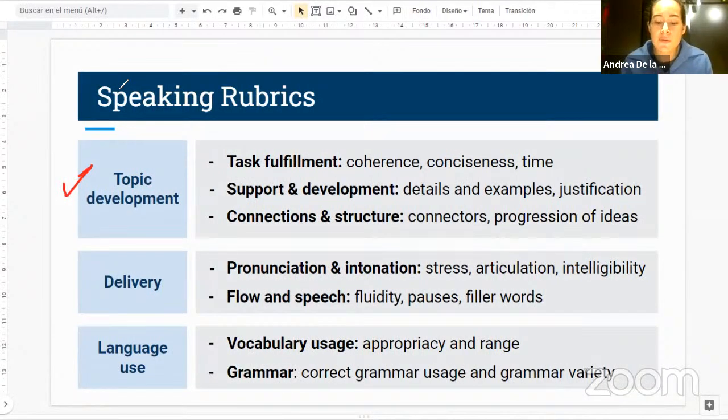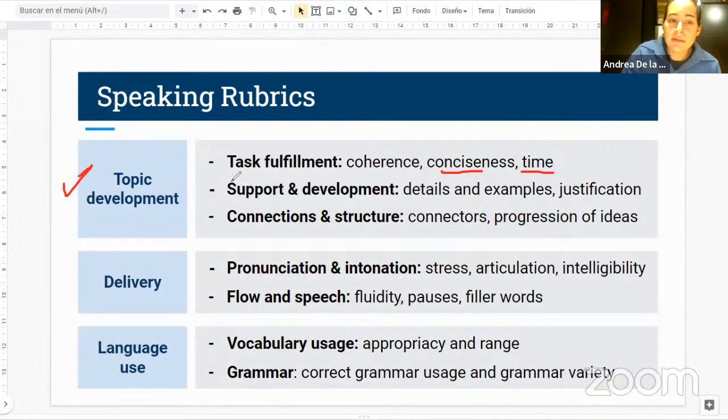If your response, if what you're saying is coherent, that means if it makes sense, if it's answering the question, if it's related to the topic, if it's concise, so that means that you're not going over the same thing many times. And if you're managing your time well, then you're gonna meet these criteria. You're gonna fulfill the task.